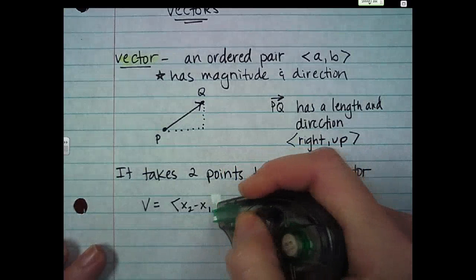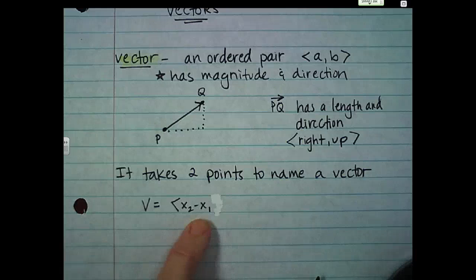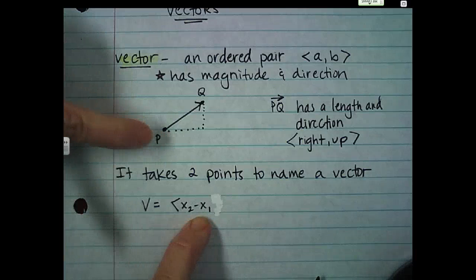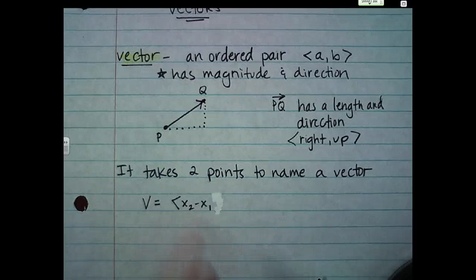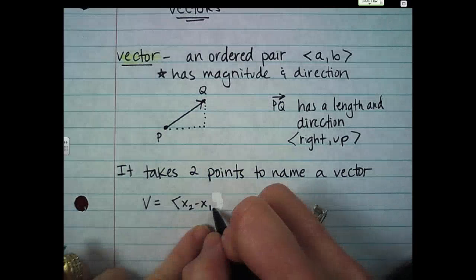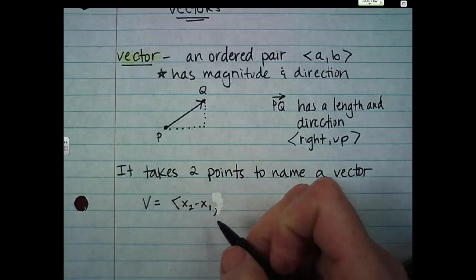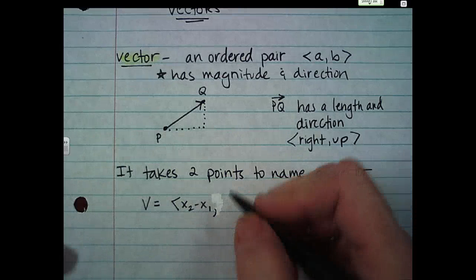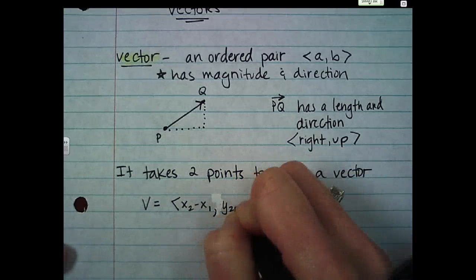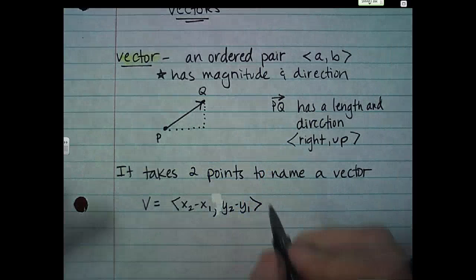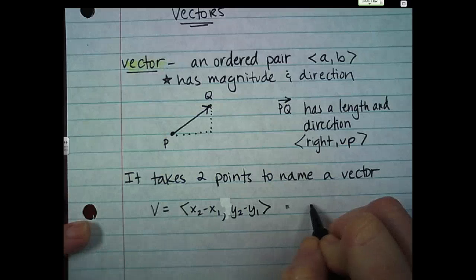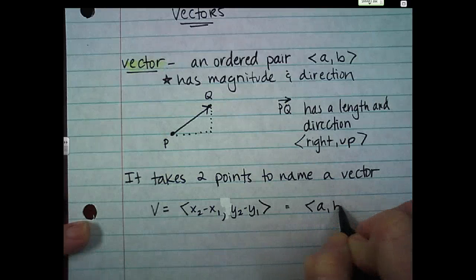That's the first part. In other words, the change in x. How far am I going to get, in order to get from P to Q, how far on the x-axis am I changing? That's what the first number in a vector is, okay? The second number in a vector is how far you went up and down. So that's going to be y2 minus y1. And that gives you the answer, A, B, or in other words, your vector, whatever you want to call it.